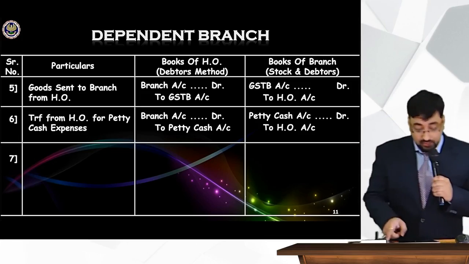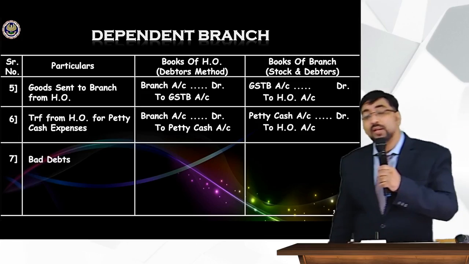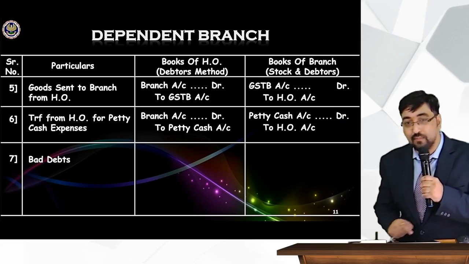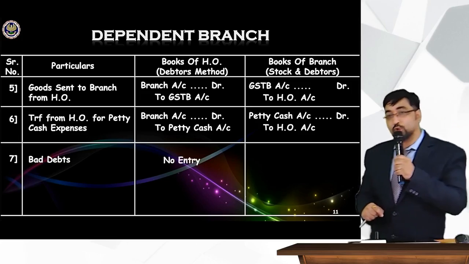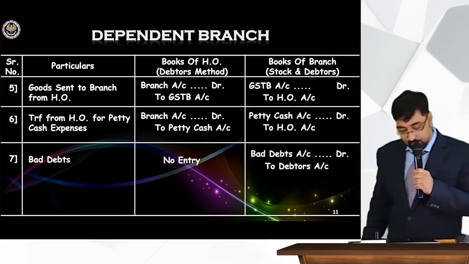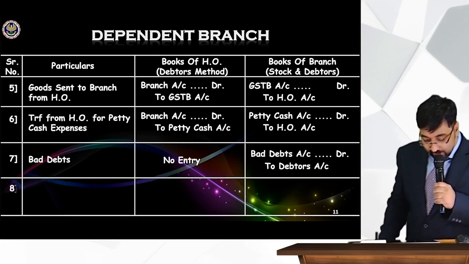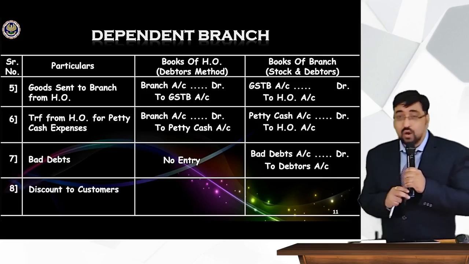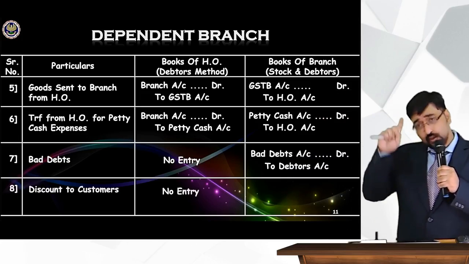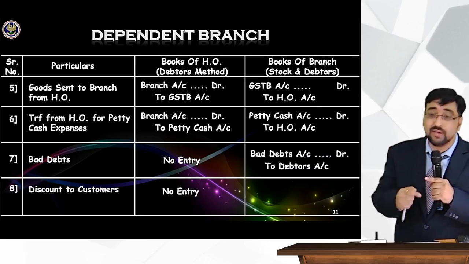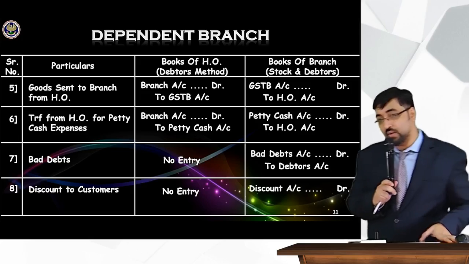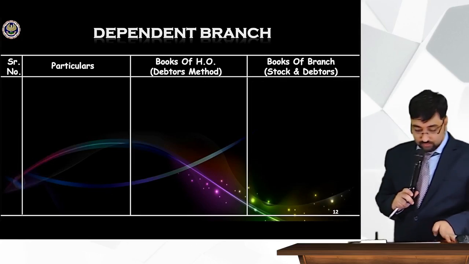Next one is bad debts. Now who is recording sale? Branch is recording sale, so bad debts entry is also passed by branch only. Here no entry in the books of HO, and branch will pass entry bad debts account debit to debtors account. Next transaction, discount to customer. Who is going to pass entry? Discount entry is passed only by branch because customer is related to branch. No entry in the books of HO, and here entry will be discount account debit to debtors account.